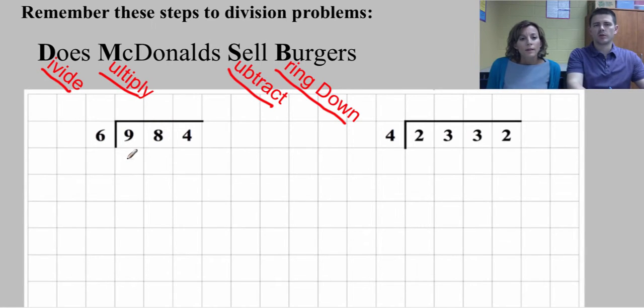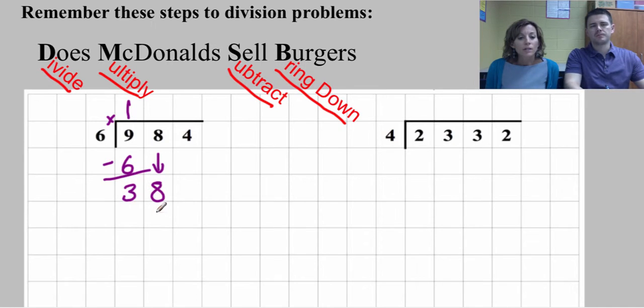Mrs. King will get us started with the first one. Okay, 984 divided by 6. We're going to ask ourselves, how many times does 6 go into 9? The answer is 1 and should be placed directly above the 9. 1 times 6 is 6, which should go directly below the 9, and subtract. 9 minus 6 is 3. Last step is to bring down that 8. And we start the process over again.